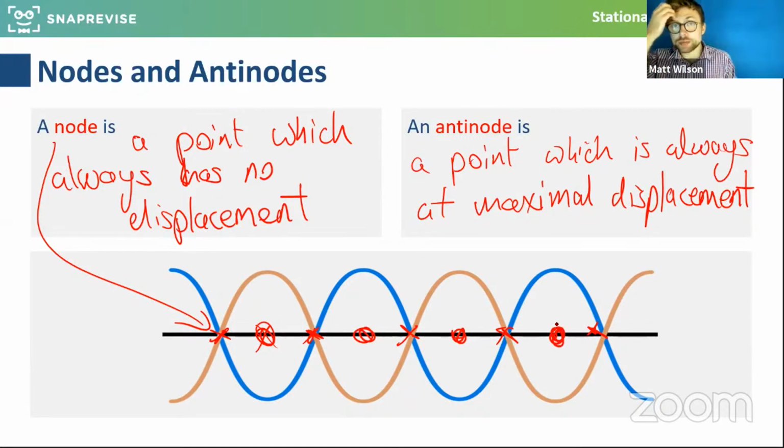Now, it's not that they don't move. They're not stuck at maximum displacement in that they just stay there. It's just that they're always the most displaced bit of the wave. Everywhere else on the wave, no matter what point you're at, will be a bit less displaced than these antinodes.